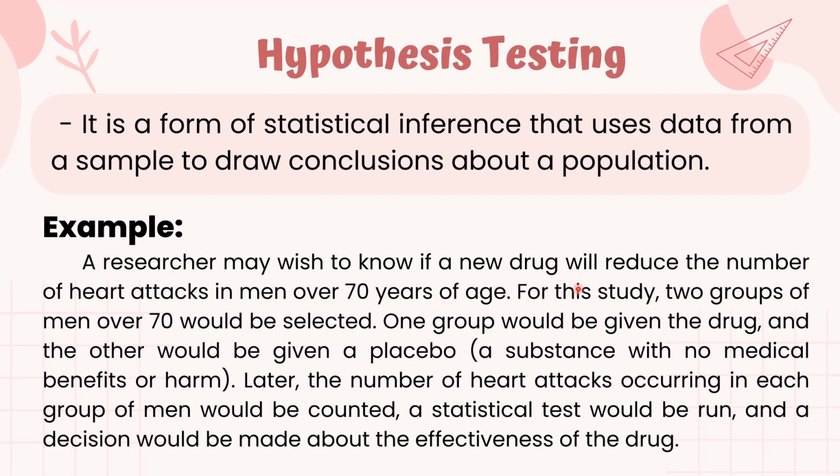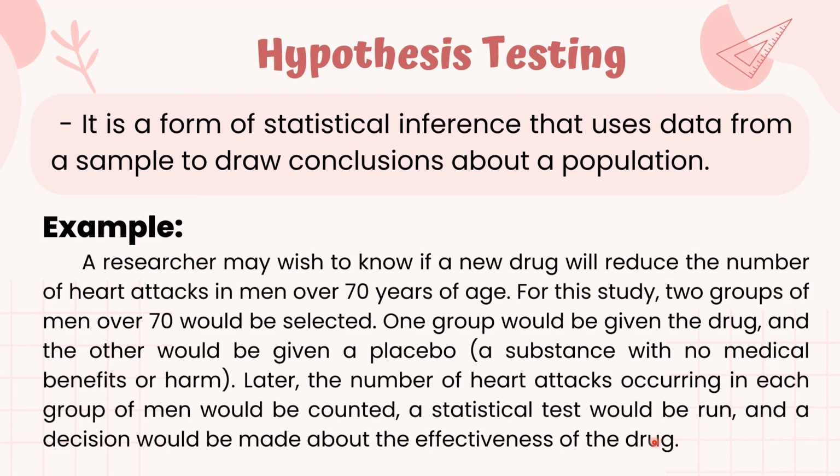So, for this study, two groups of men over 70 would be selected. One group would be given a drug or a medicine, and the other would be given a placebo, a substance with no medical benefits or harm. So later, the number of heart attacks occurring in each group of men would be counted. A statistical test would be run and a decision would be made about the effectiveness of the drug.